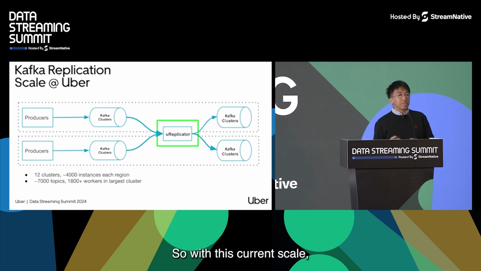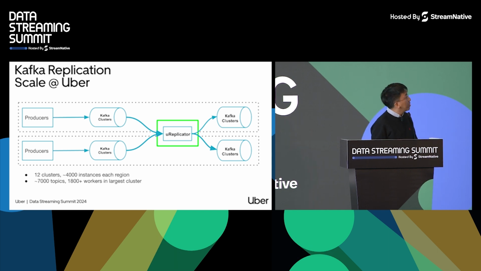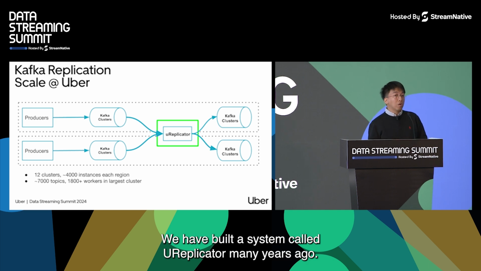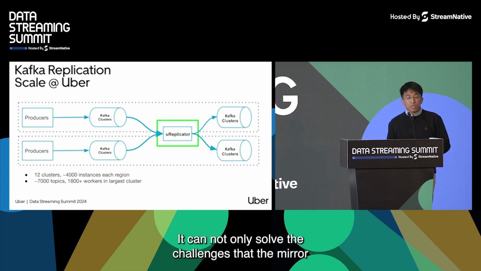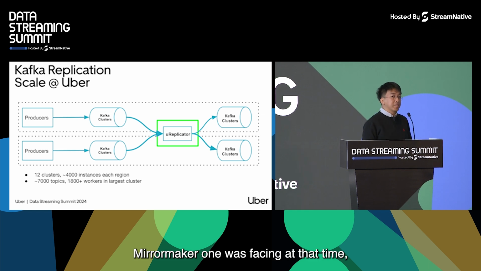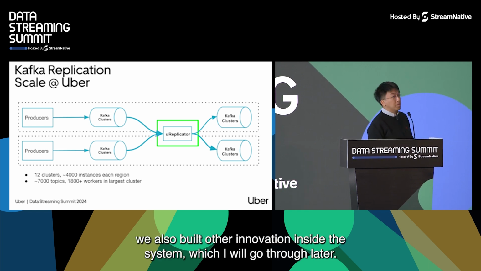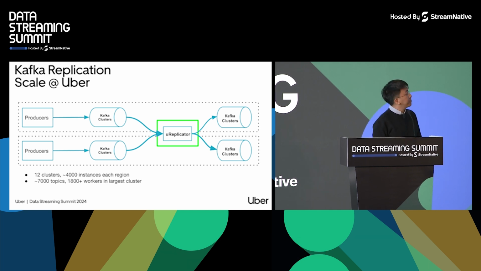So with this current scale, we also support Kafka message replication across clusters and across regions. We have built a system called uReplicator many years ago. This is built on top of MirrorMaker 1. It can not only solve the challenges that MirrorMaker 1 was facing at that time, we also built other innovation inside the system, which I will go through later.